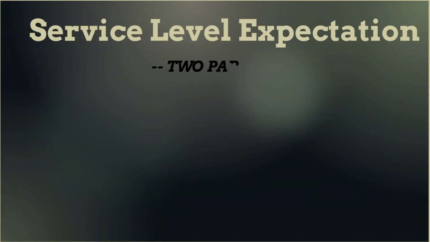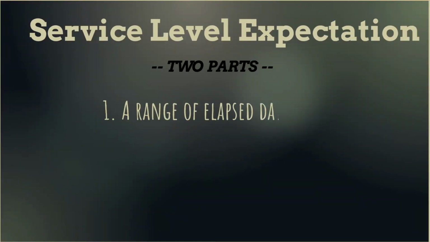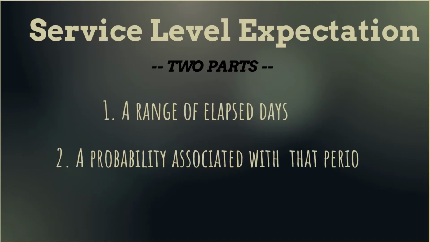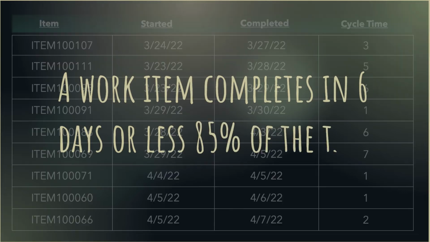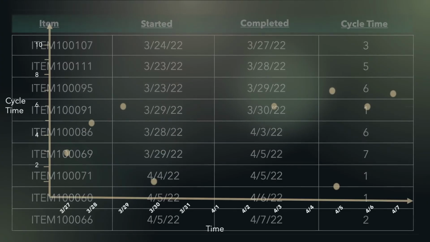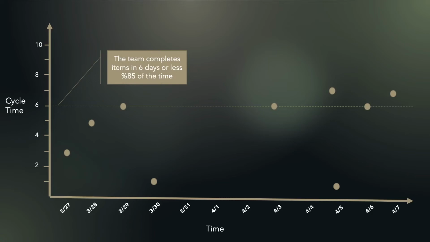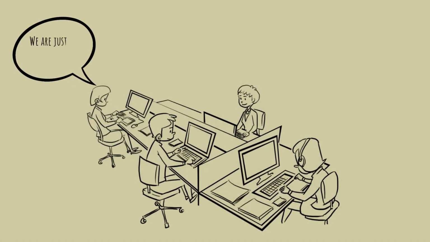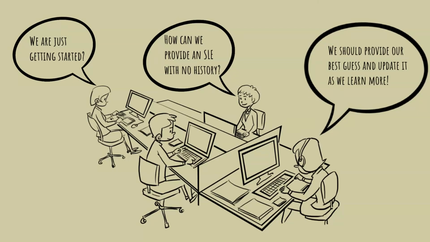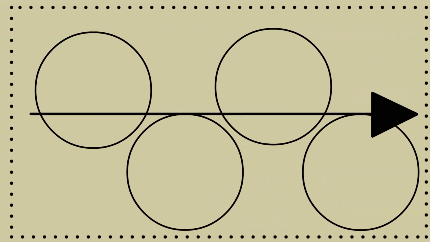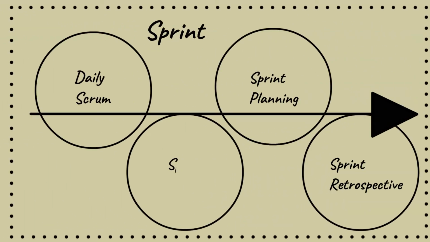The SLE has 2 parts: a time period and a probability associated with it. For example, an SLE may state that work for 85% of items should complete in 6 days or less. The SLE should be based on the team's historical cycle time. If that data is not available, the team should take its best guess, then inspect and adapt as some history is developed. Now let's take a look at how a flow-based perspective affects the Scrum events.